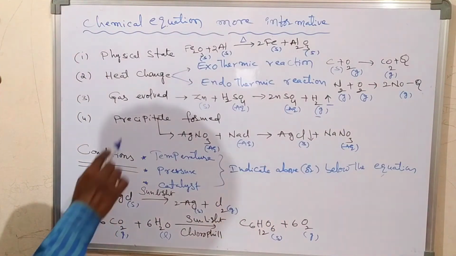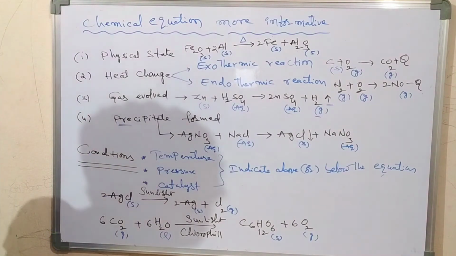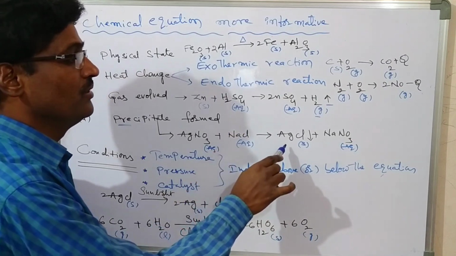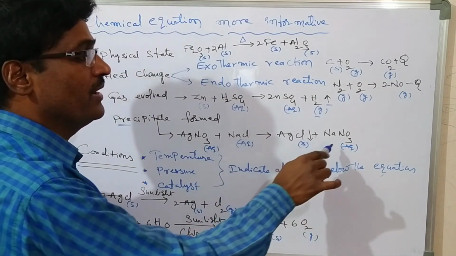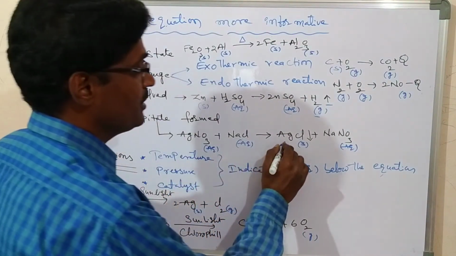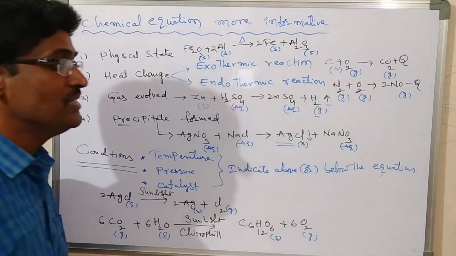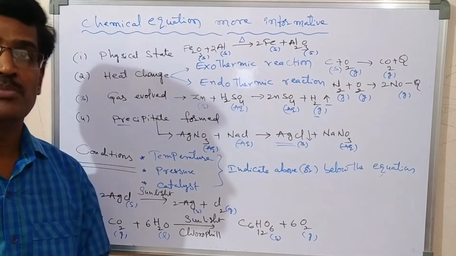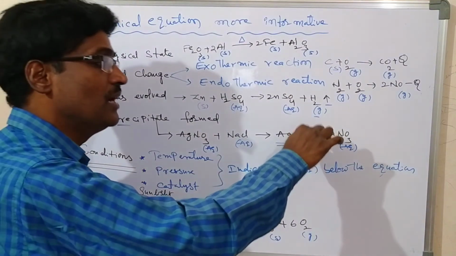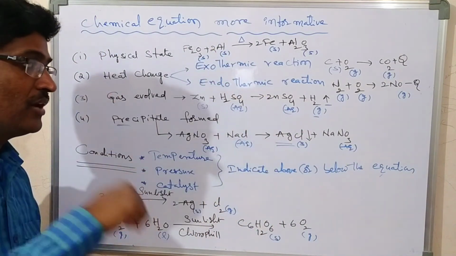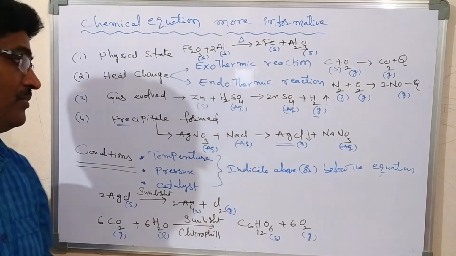Next, precipitate is formed. Silver nitrate reacts with sodium chloride, which gives silver chloride and sodium nitrate. In this, which one is the precipitate? AgCl is the precipitate. Always the precipitate we represent with a down arrow mark. Up arrow mark is gas, down arrow mark is precipitate.